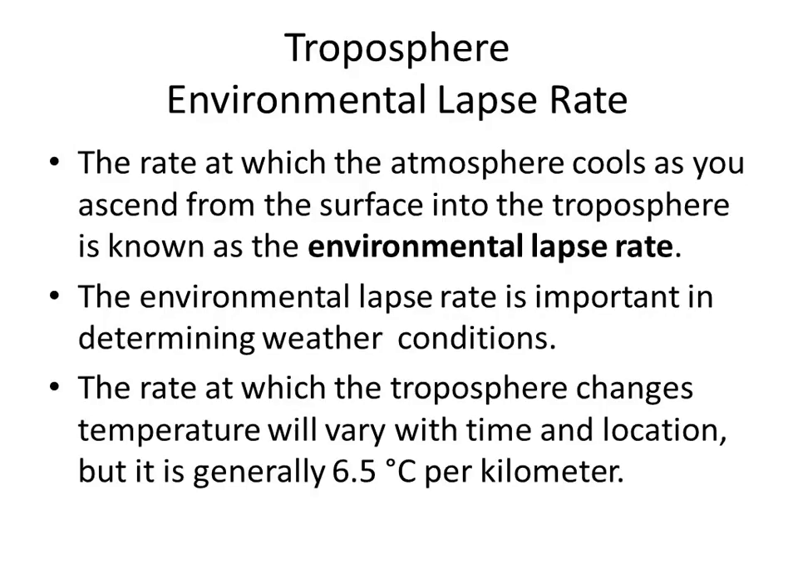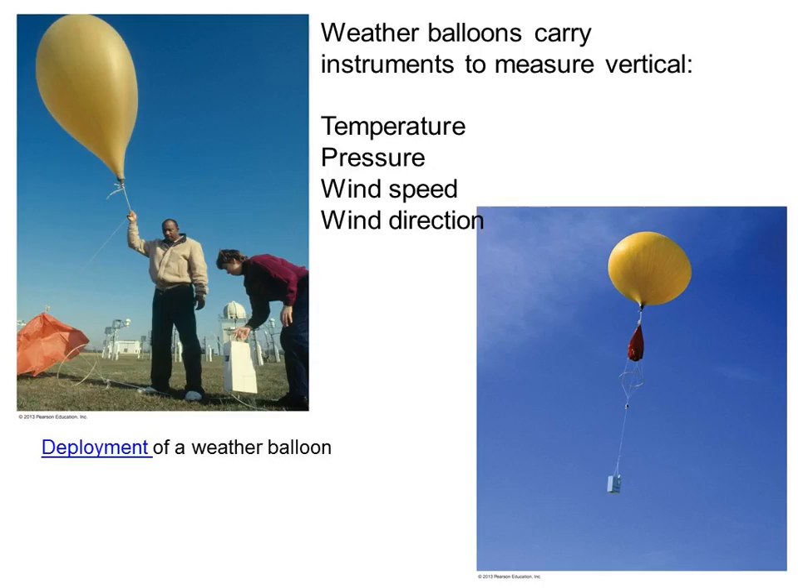6.5 times 2, right? So 13. It'd be negative 13 kilometers, or excuse me, negative 13 degrees Celsius. But that's just a general environmental lapse rate. So it's important that in order to get the real deal of what the temperature's doing as you go up in the troposphere, they send up weather balloons.